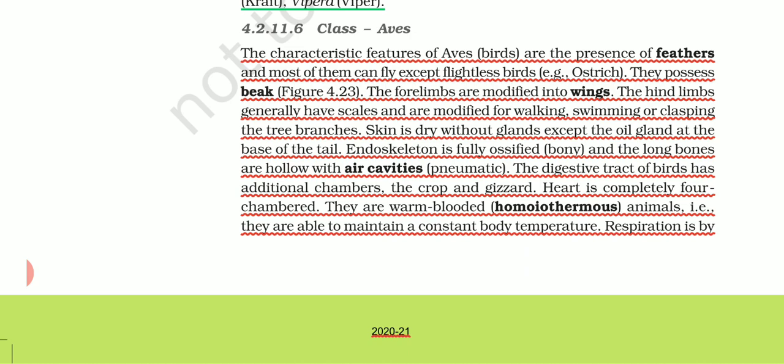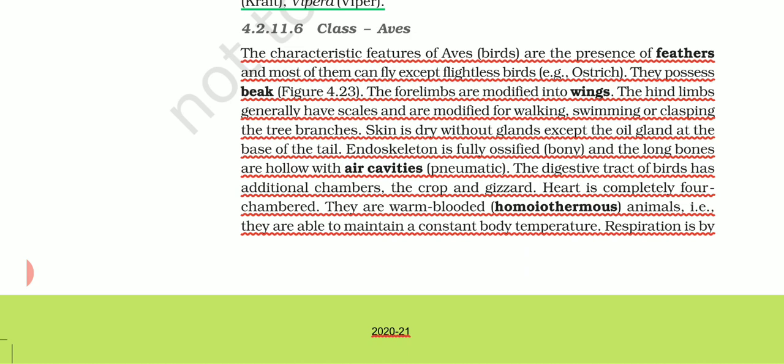Skin is usually dry. There is no moisture on the skin like we have studied in amphibians. And there are not many glands present on the skin. Only one gland is there that consists of oil based material, and that is present at the base of the tail.